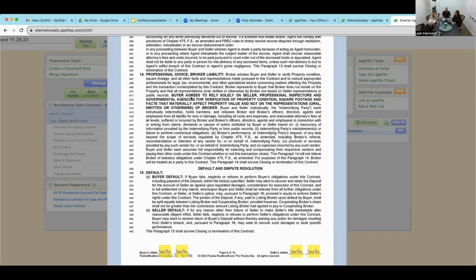How about buyer agrees to rely solely on seller, professional inspectors, and governmental agencies for verification of property condition, square footage, and other material things that materially affect the property. Should send that to the last agent. Well, right, but what I typically send over to include with contracts is the county tax record, because it has it on there.